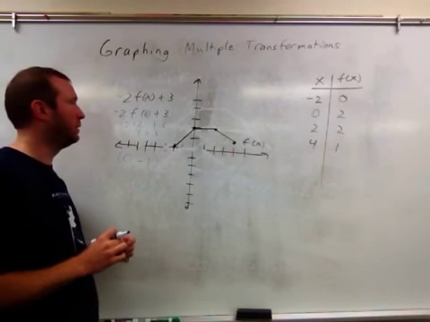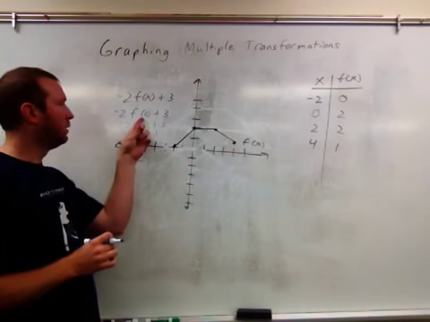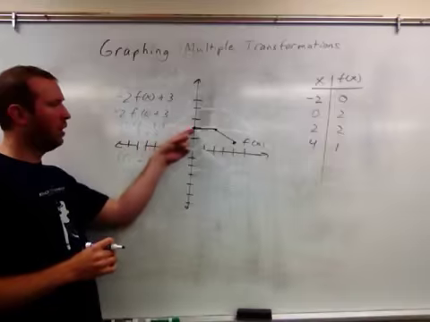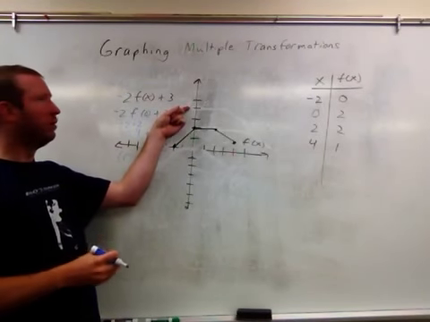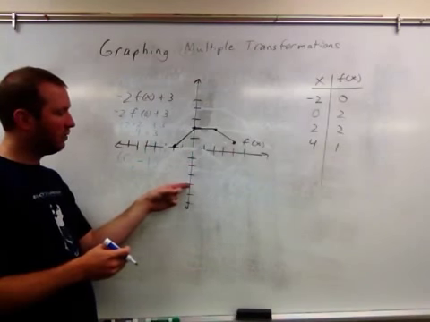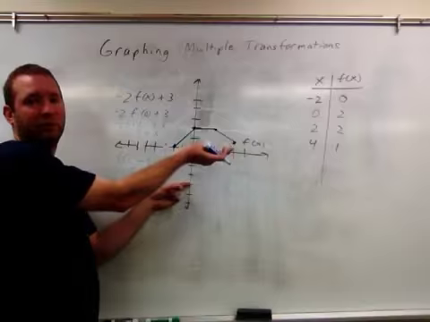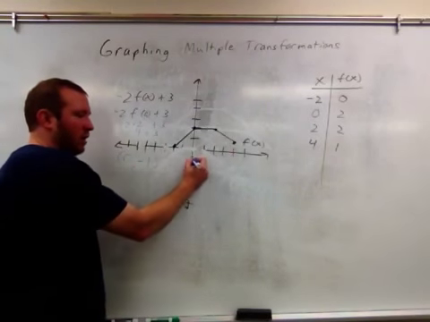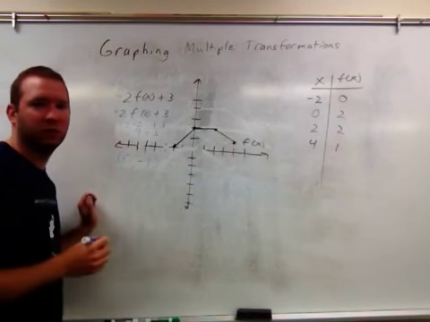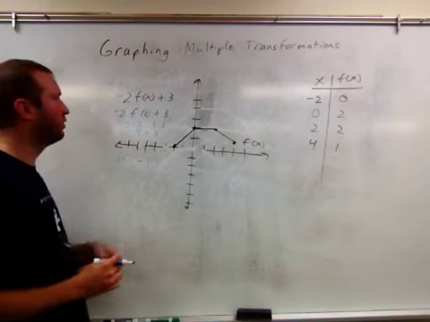Okay, so let's review what it did. Didn't affect the x because there's nothing in parentheses. I doubled the height, made it go up to 4. The negative flipped it down to negative 4. And then the plus 3 shifted it up. Okay? And that's the order that we want to kind of apply the function. So think about putting a point in, follow order of operations, and figure out the transformation.